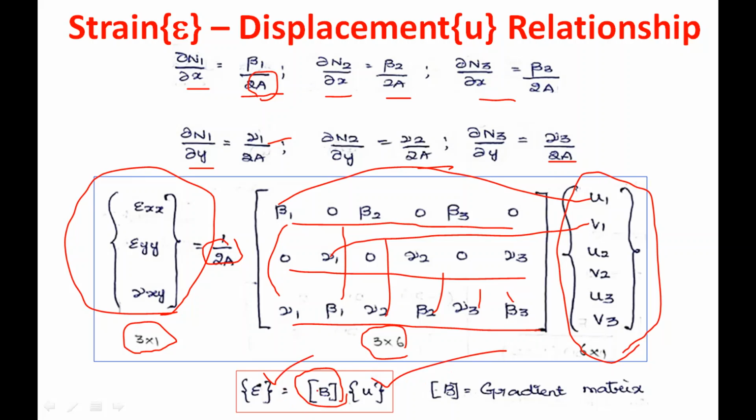How are we getting this strain displacement matrix? By using the two-dimensional linear triangular element, which is called a constant strain triangular element. Based on that element, we use the shape functions N1, N2, N3 to define the displacement u, v. Then we are getting this strain displacement matrix. That you have to remember.